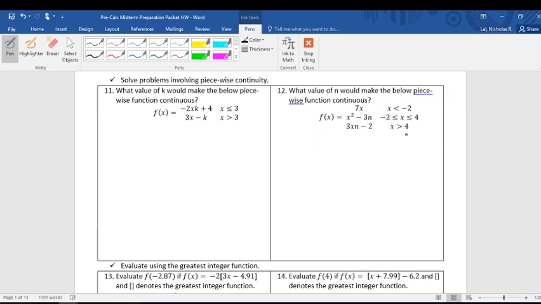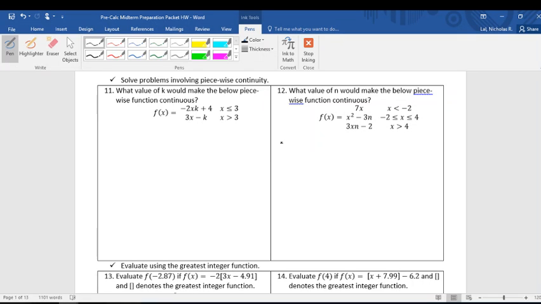All right. So pre-calc students, we are doing problem number 12. So we're looking at values that would make the piecewise function continuous. So how do we make the piecewise function continuous? We need to make sure that we come up with a value of n so that at the intervals where the functions meet, the functions have the same output.